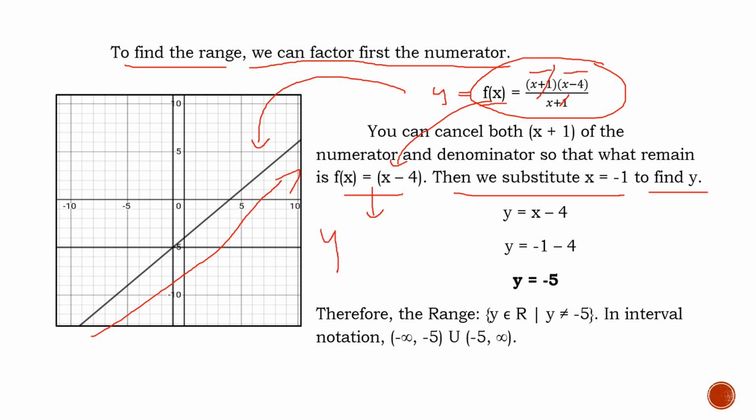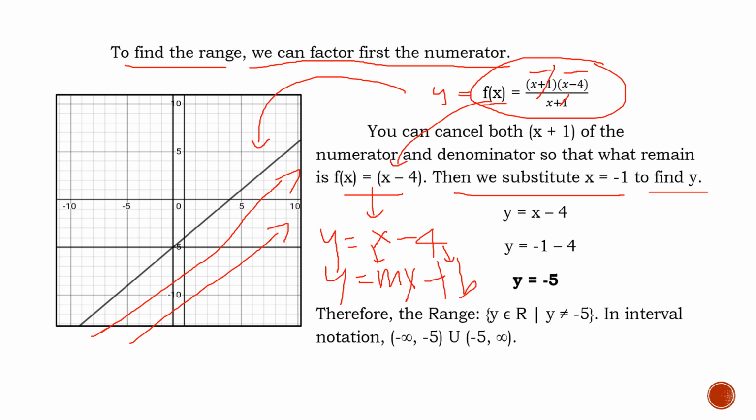So if we replace f of x by y, it becomes y is equal to x minus 4. Or we follow the slope-intercept form, y is equal to mx plus b, where your m is a positive value, then negative 4 is your b, or your y-intercept, I mean. Since your m is a positive number, then your line rises from left to right.